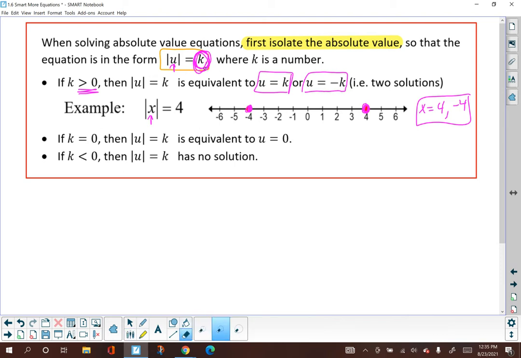Another possibility is that number is not positive, maybe it's 0. If the absolute value of u is equal to 0, then u has to be 0. So we just have one solution for an equation like that. And then our final possibility is maybe k is a negative number. If the absolute value of u is equal to a negative number, there's no solution because this is an absolute value. It has to be positive. I mean, it could be 0, but it has to be 0 or a positive number. It can't be negative. So no solution in that case.